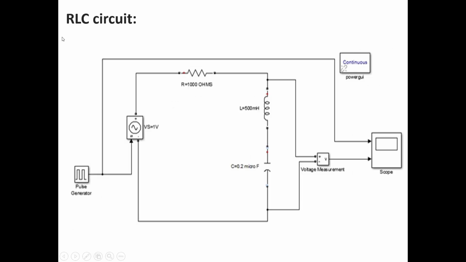Now let us see the software. In order to do the software experiment, this is the circuit that you have to develop using MATLAB software for the RLC circuit. You have to take the resistor of 1000 ohms and connect it to the inductor of 500 millihenry, and the inductor output terminal should be connected to the capacitor of 0.2 microfarad.